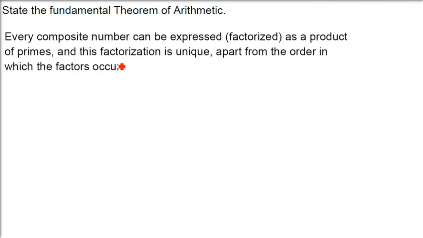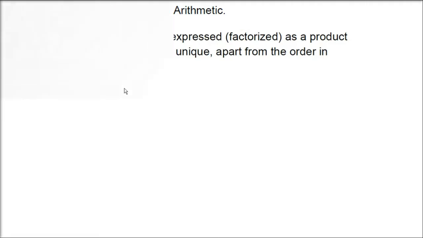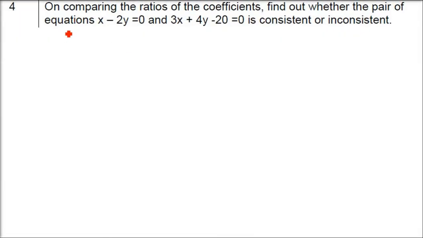Now we have stated the fundamental theorem of arithmetic. What is the fundamental theorem of arithmetic? Every composite number can be expressed or factorized as a product of primes, and this factorization is unique apart from the order in which the factors occur. For example, we just saw 156. If you remember, 156 was the first question. This number can be expressed in the factor form 2 squared into 3 into 13. These are all primes. So this is the fundamental theorem of arithmetic.